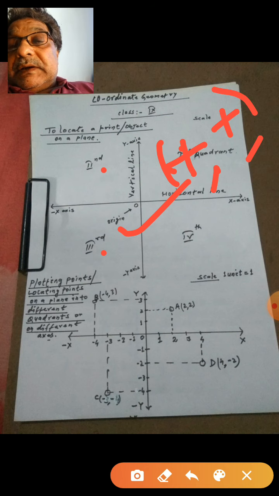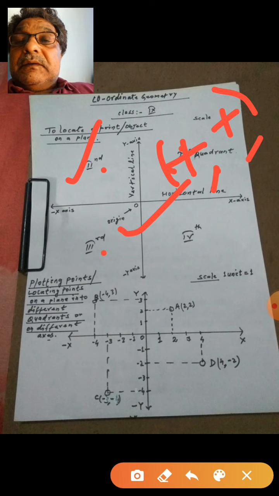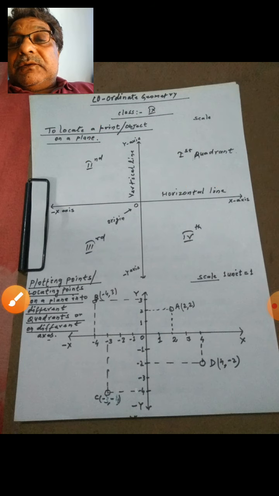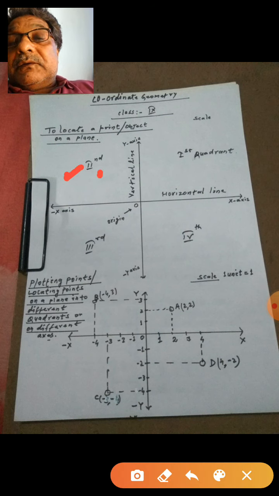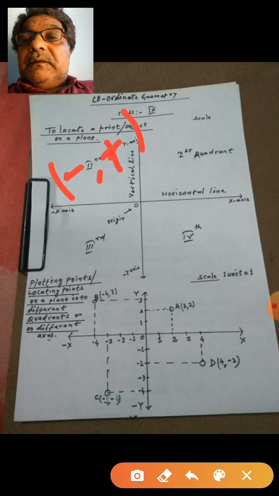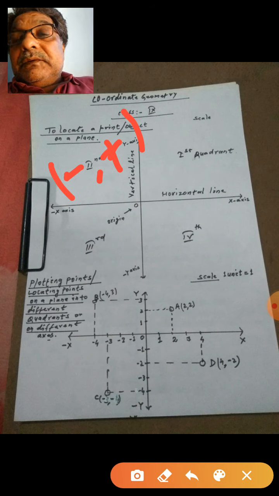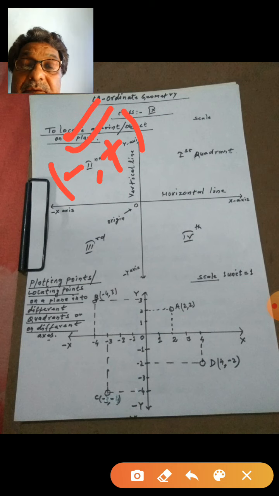Now come to the second quadrant. As it is made by the negative part of the x-axis, first we speak about the x-axis. So it is made by the negative part of the x-axis and the positive part of the y-axis. So the signs will be what? Minus, comma, plus. All such points whose first value is negative and second value is positive will belong to the second quadrant. Okay, student?